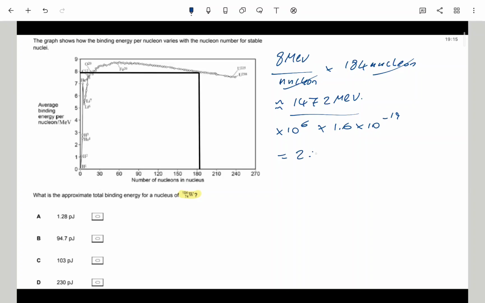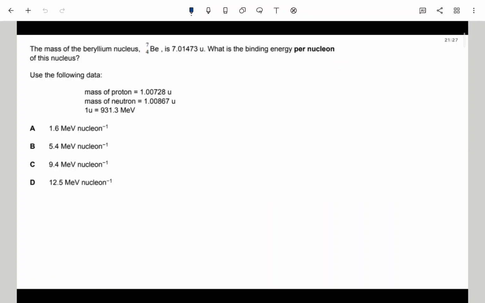And that gives us, on my calculator, 2.36 times 10 to the minus 10 joules. So you press the engineering button on your calculator, it'll put it into pico, which is minus 12, and it gives us 235.5, 236 picojoules, which is close enough. It's going to be D. If you use a ruler in your exam, I know I used 8 just to make a point that it'd be fine. But if you're around the correct region, you'll get the correct answer. All right, let's do one final one.